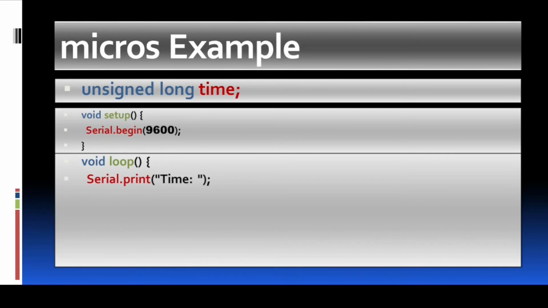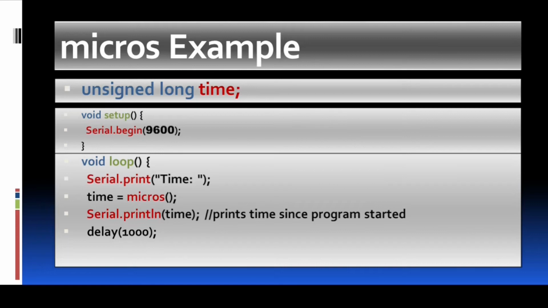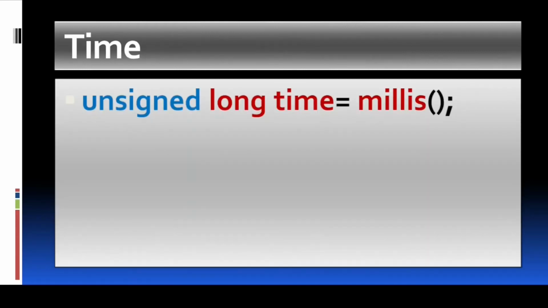First we declare a global variable time. Here is the void setup function. Here we initialize the serial monitor with a 9600 baud rate. Here the void loop function. Here first we print a string time, and here a delay of 1000 microseconds, so that it takes some time to print that value. Next function is millis.